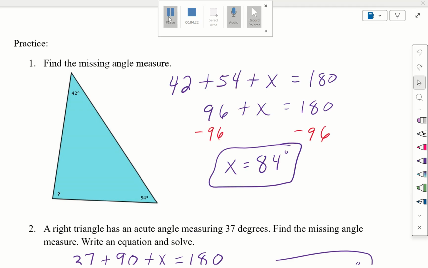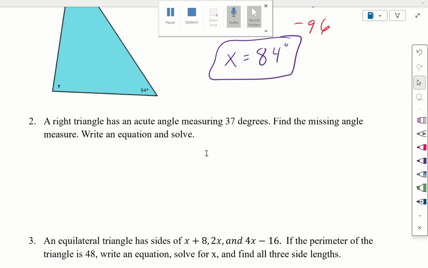All right, here's what this problem looks like. 42 plus 54 plus the unknown x equals 180. 42 plus 54 is 96. Subtract 96 from both sides and you get x equals 84. There you go, that's example 1. Pause the video now and get that down if you need to.